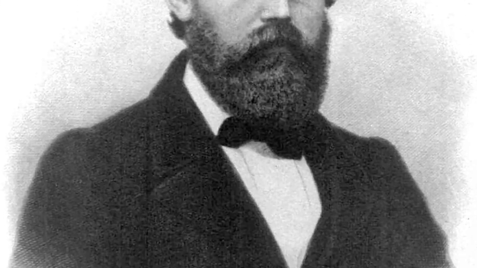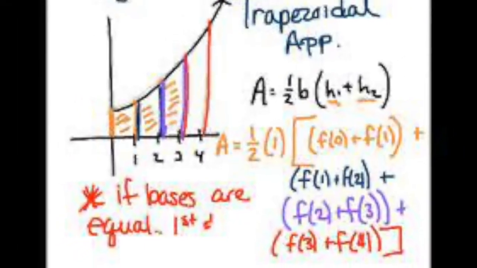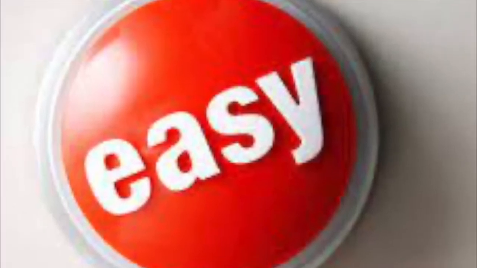In 1856, a man named Bernard Riemann, who we will call Ree, invented 5 ways to find the area under a curve. These sums are not trapezoids. No. These 5 ways are easier, and easier is the most important thing in calculus.